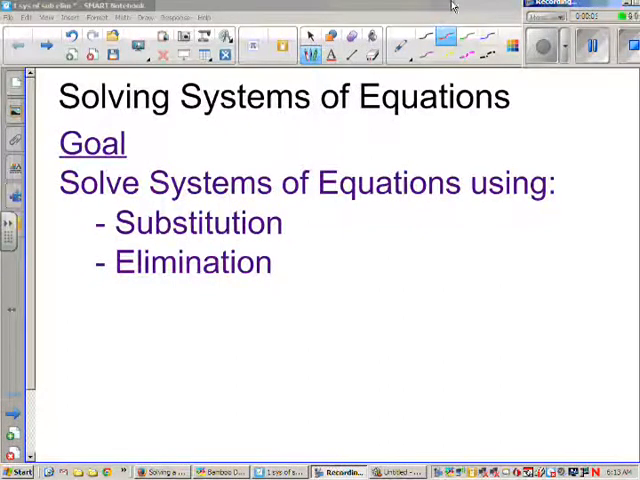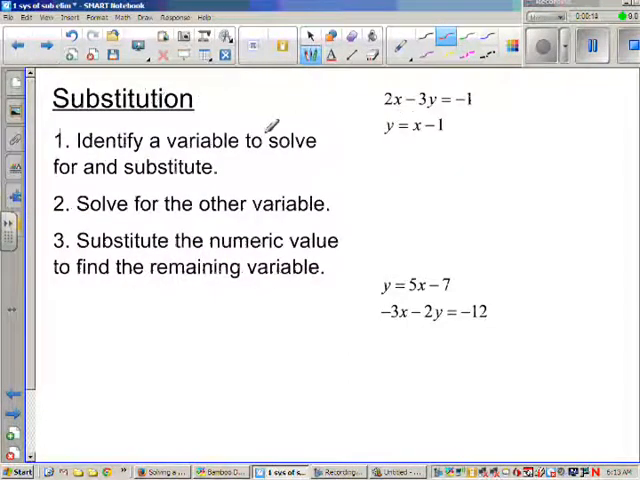Hello and welcome to our lesson on solving systems of equations. We'll work with 2 and 3 variable systems. Our goal is to solve the systems using substitution and elimination. We'll start with just 2 variables in substitution.